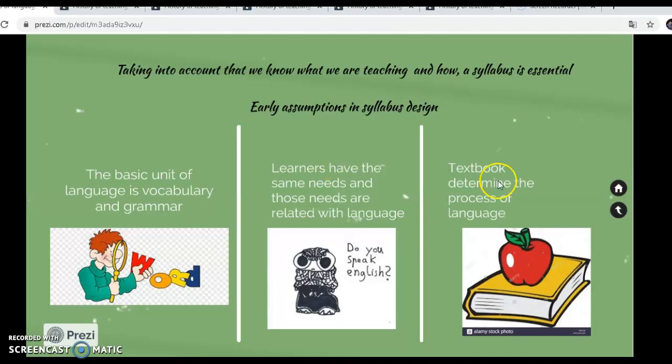Those are the early assumptions in syllabus design. The basic unit of language is vocabulary and grammar. Learners have the same needs, and those needs are related with language. If the student learns English, there won't be problems. Textbook determines the process of language.